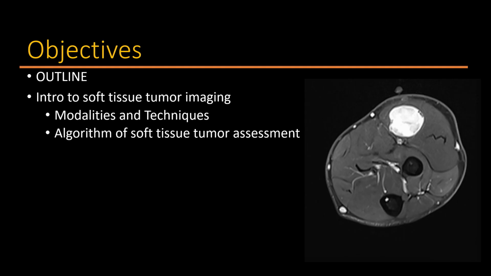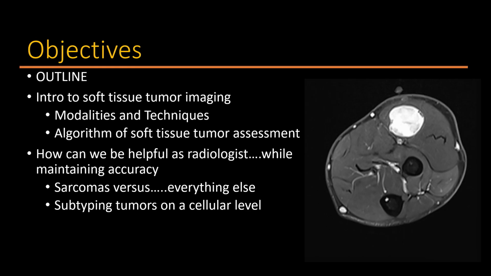So I'm going to start off with an intro to soft tissue tumor imaging, talk about imaging modalities and techniques, and lead that right into an algorithm of soft tissue tumor assessment. And then we'll get into the meat of the talk. How can we be helpful as radiologists while maintaining our accuracy?